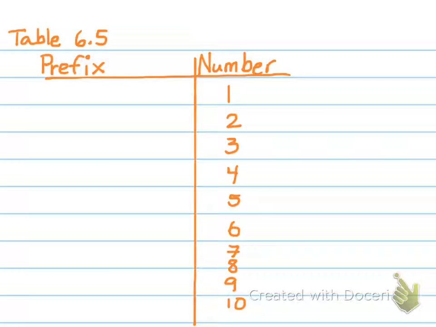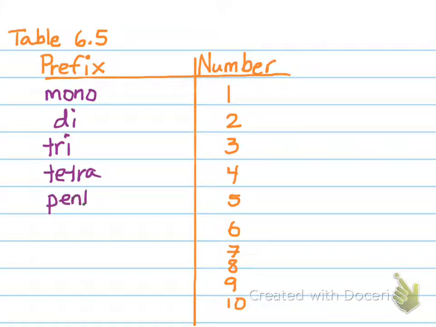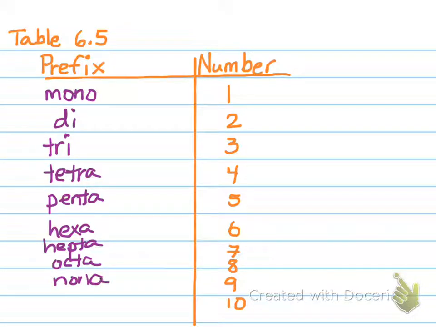Table 6.5 in your textbook lists the prefixes used in naming binary molecular compounds. 1 is mono, 2 is di, 3 is tri, 4 is tetra, 5 is penta, 6 is hexa, 7 is hepta, 8 is octa, 9 is nona, and 10 is deca.